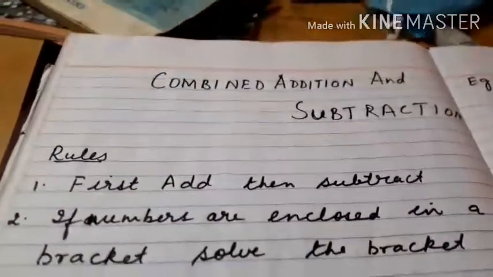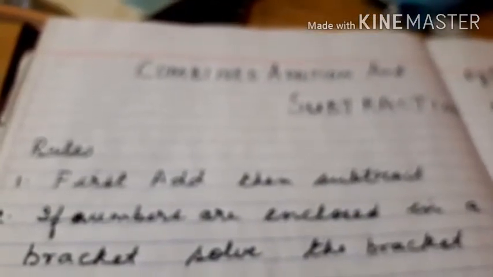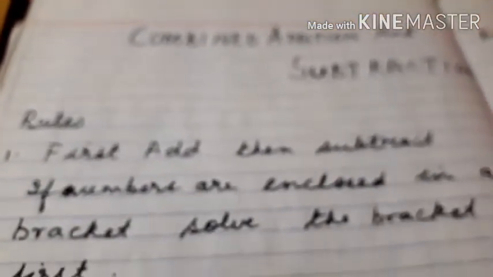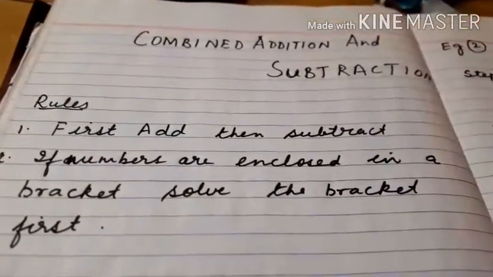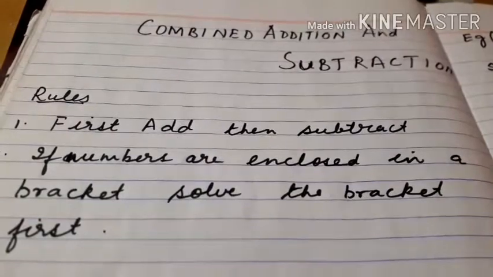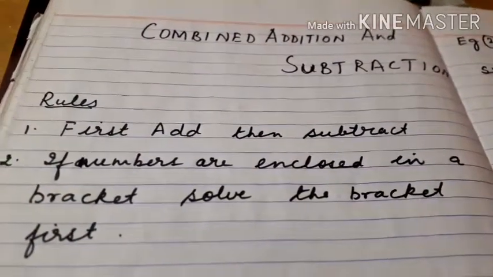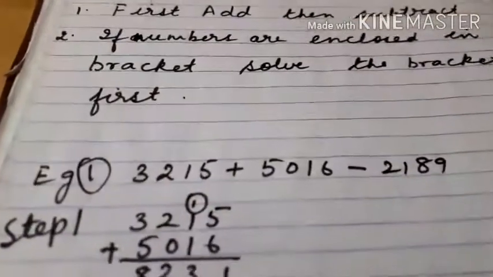Rule number 1 is when both addition and subtraction are given, then you first add and then subtract. Rule number 2 is if the numbers are enclosed in a bracket, then solve the bracket first. This will be very clear to you when I solve the examples. Look at the first example.